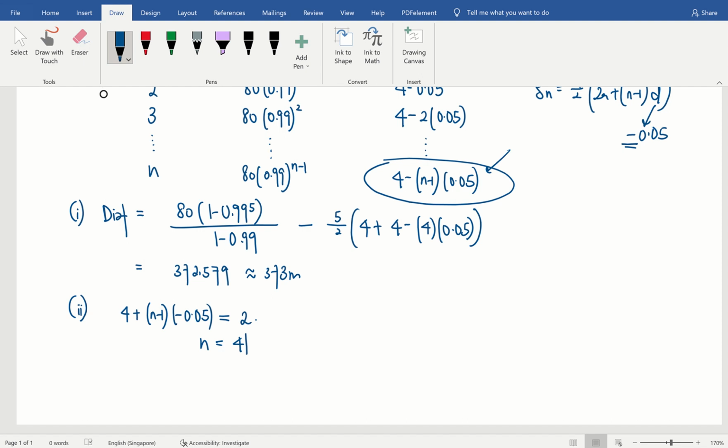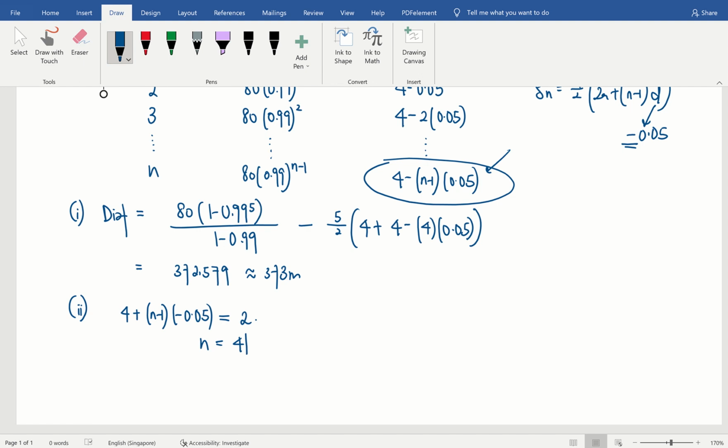Like in this case, Un is the one that's 2, right? I'm sorry? Ah, yes. Un is 2. Correct. Un equals to 2. Forty-one, yeah? Shown.